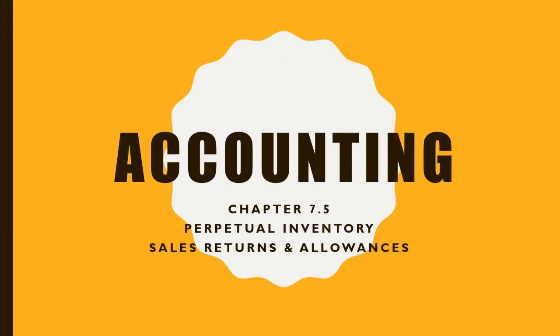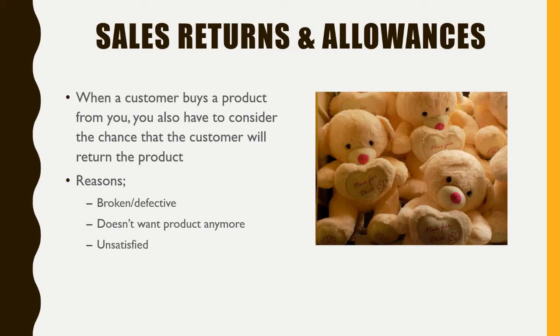So, of course, when we sell to our customers, we can also have the possibility of having sales returns and allowances. Okay. So once again, when we sell products to our customers, there are many, many reasons why a customer wants to return a product. It could be because when they bought it, they found out it was broken, there was a tear in it, it's defective, it doesn't work, or they simply don't want the product anymore. Or they're just completely unsatisfied. They tried the product, they didn't like it, something happened, and they want to bring it back. Okay, it happens, right?